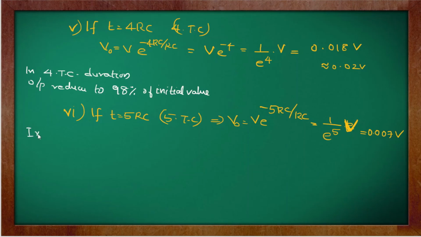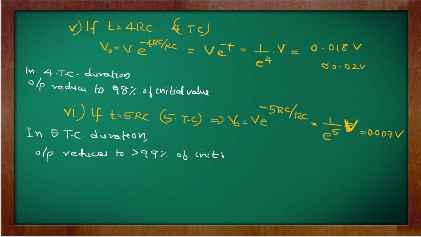So that means in 5 time constant duration, output reduces to greater than 99% of initial value. Okay, so that means the output almost reduces to zero. Okay, so let me again redraw it here and explain what happens, and what exactly a time constant means.